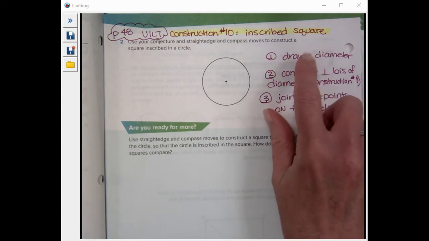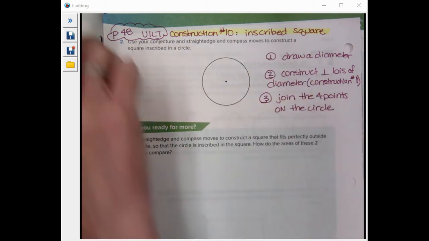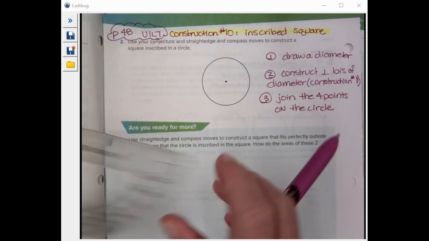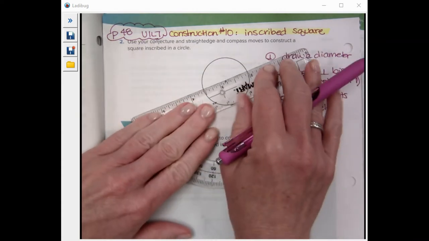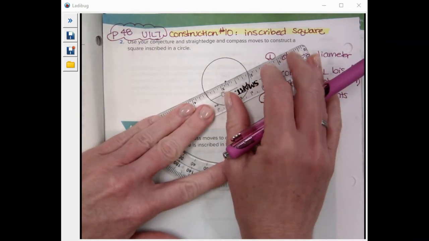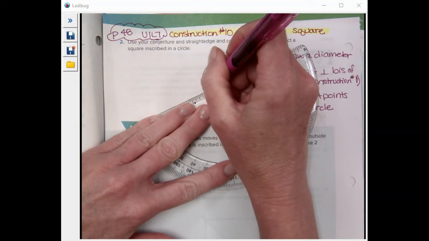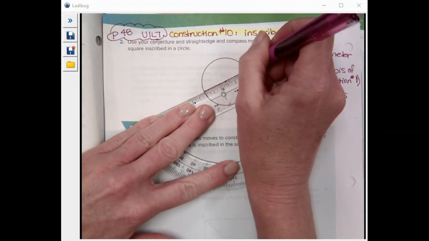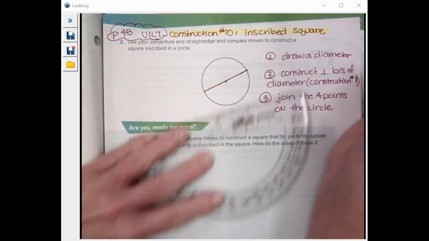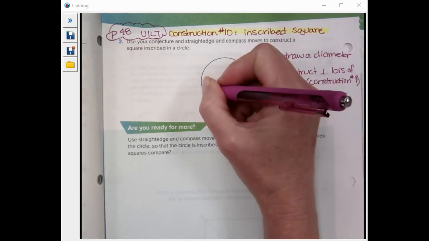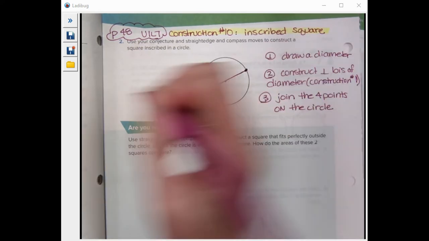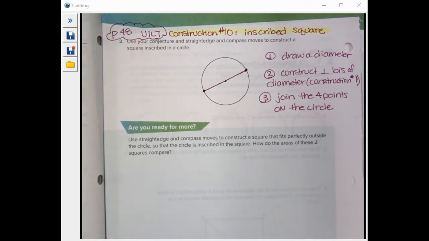So the first thing we're going to do for this construction is draw a diameter. Grab your straight edge and draw your diameter. You can draw your diameter anywhere. If you want your construction to look like mine, maybe do kind of a diagonal that moves down from left up to right. Any diameter you want, mark the end points of your diameter. Diameter goes to the center.